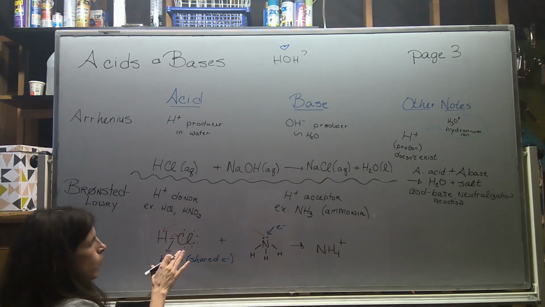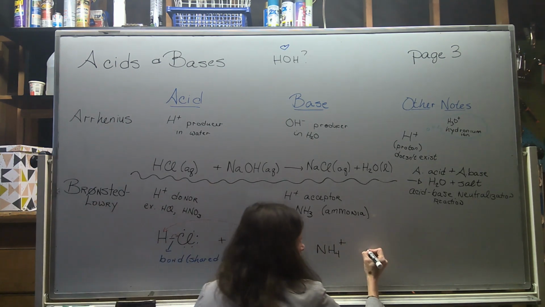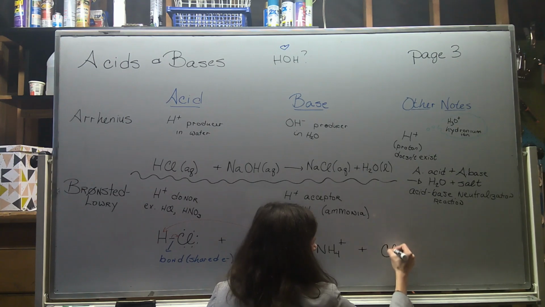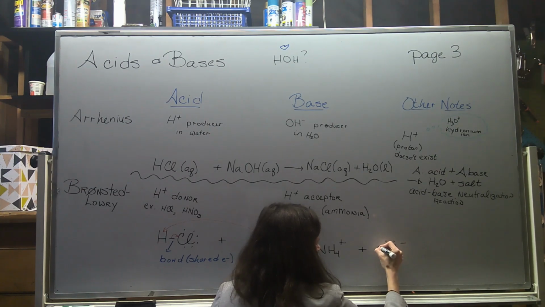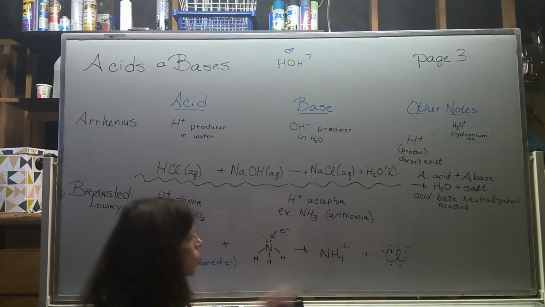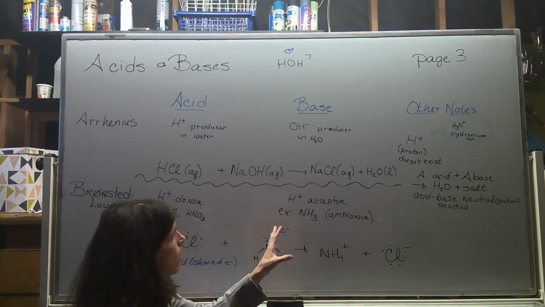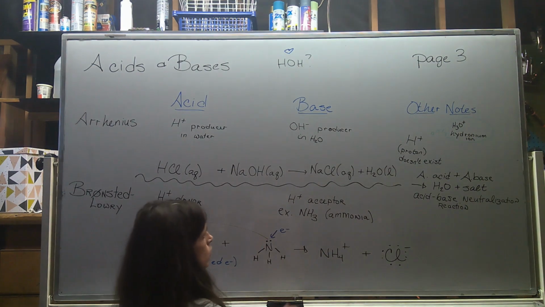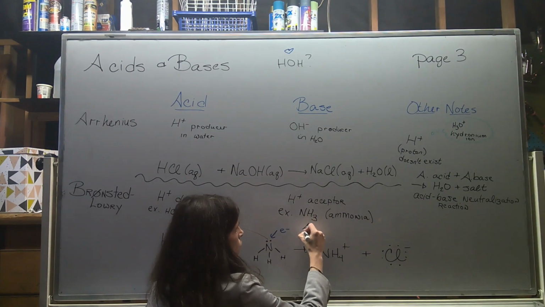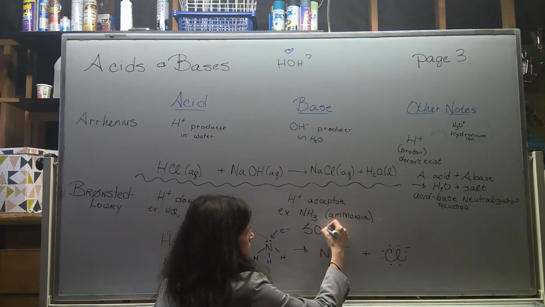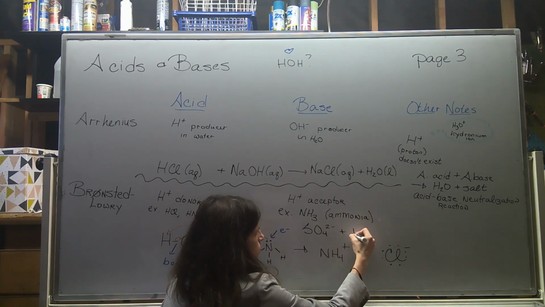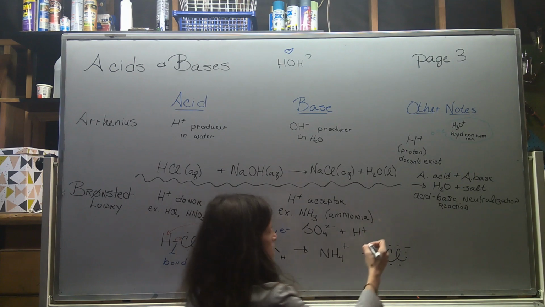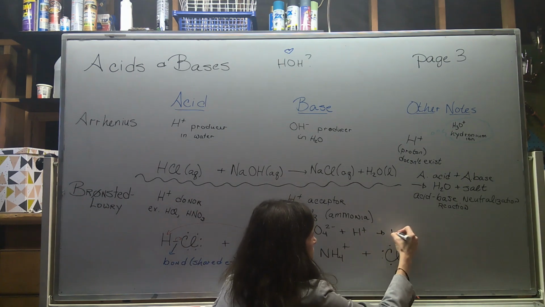And then we have chlorine with some extra electrons, so it becomes Cl minus. There's other examples of Bronsted-Lowry bases that you'll run across. Typically, they're going to have a negative charge. So something like sulfate picks up an H plus and becomes hydrogen sulfate.